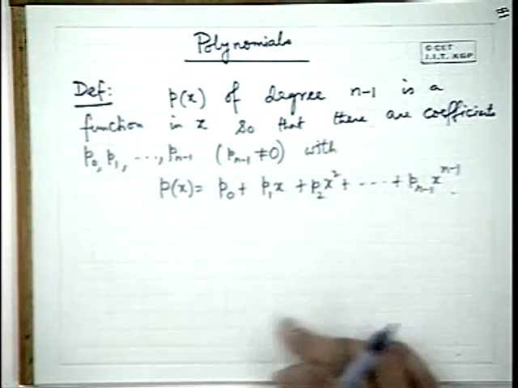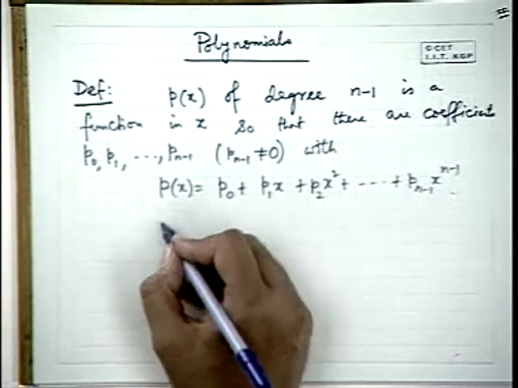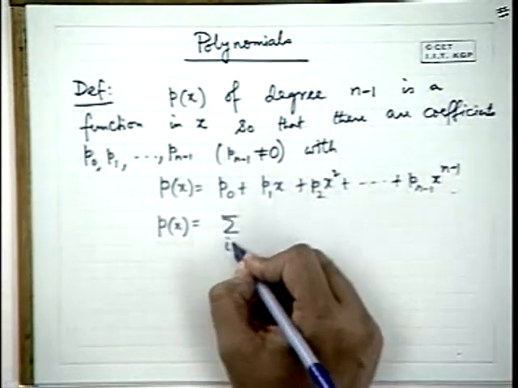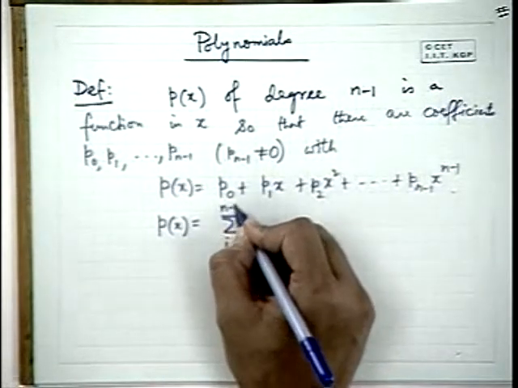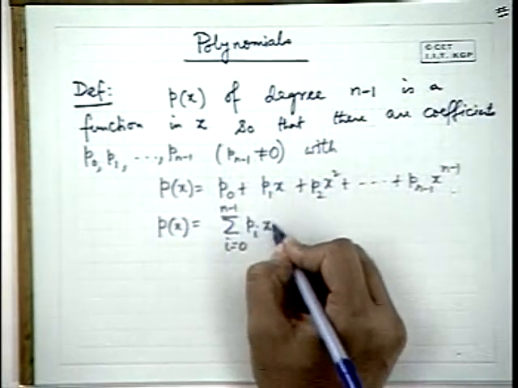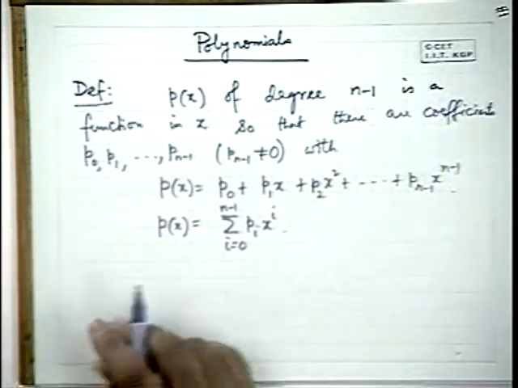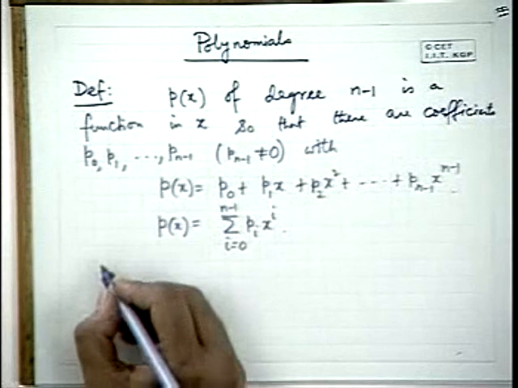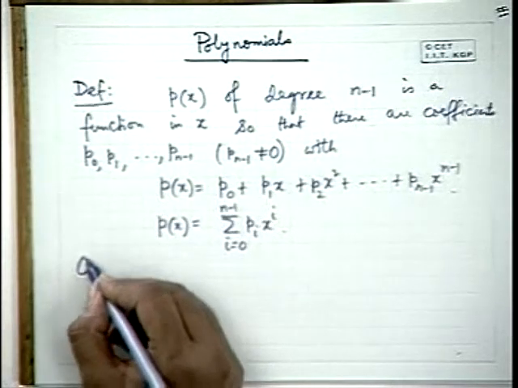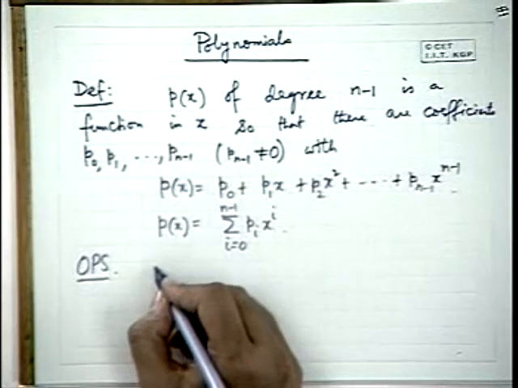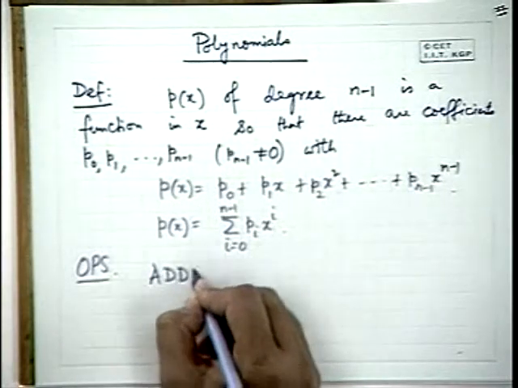Degree n minus 1 has this. So, generally it is represented as the sum, i goes from 0 to n minus 1, of Pi x^i. Now, what are the typical operations? The operations are, say, addition of two polynomials.